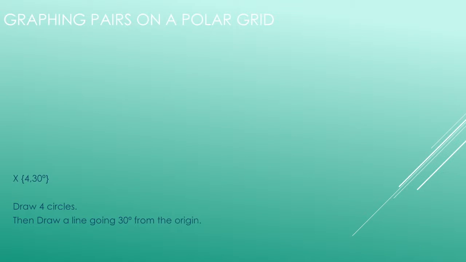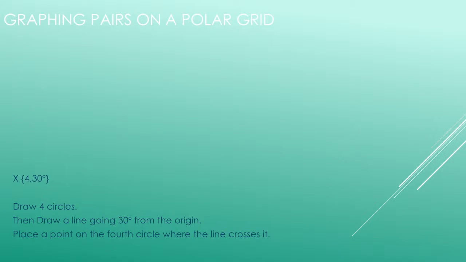So the first thing we want to talk about here is graphing pairs on a polar grid. I personally believe this is really easy to do. There's not a lot of hard math in this. So our question we're going to be working with is (4, 30 degrees). These problems are really easy to do. Basically, you draw 4 circles because of that 4 there. And then we draw a line going 30 degrees from the origin, because we have 30 degrees there. Then we just graph a little point right where the 4th circle and that line meet. And that's how we graph this.